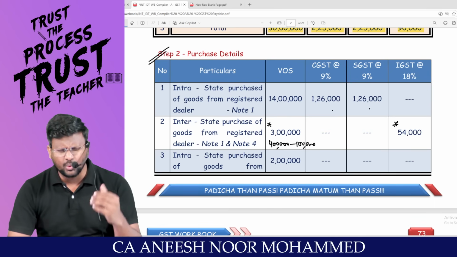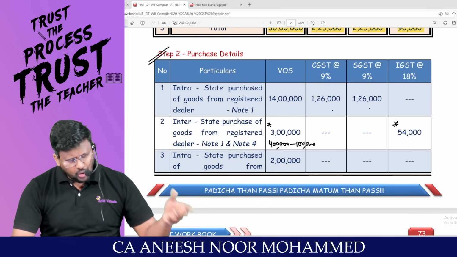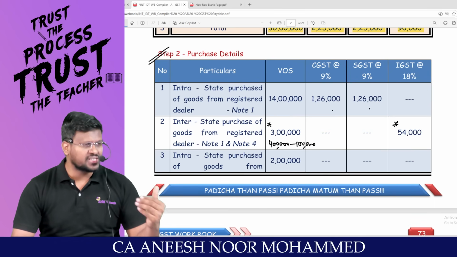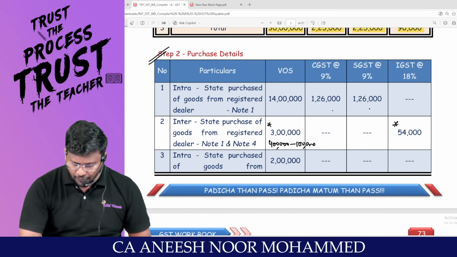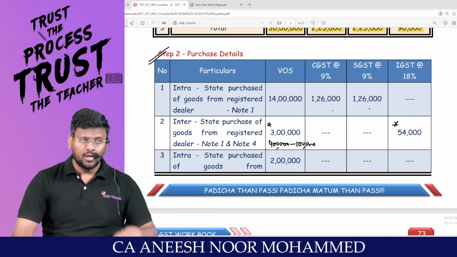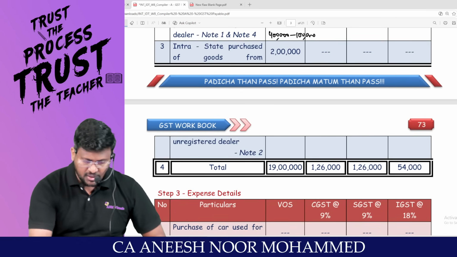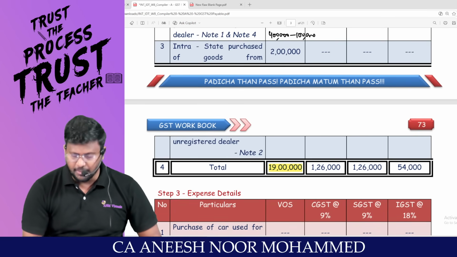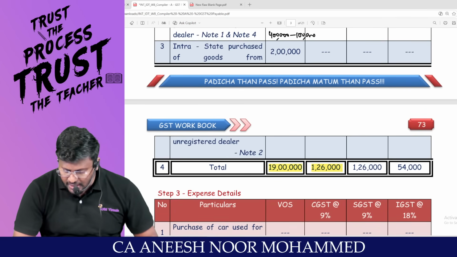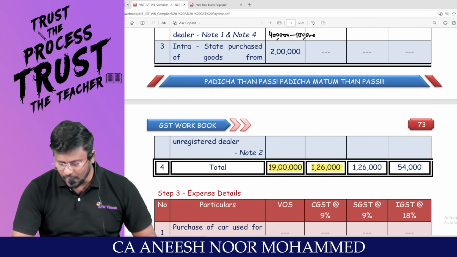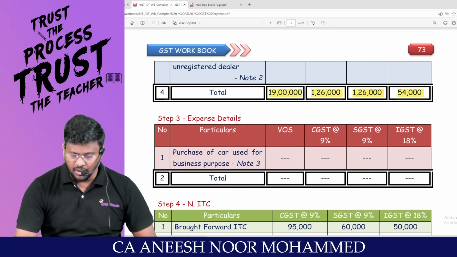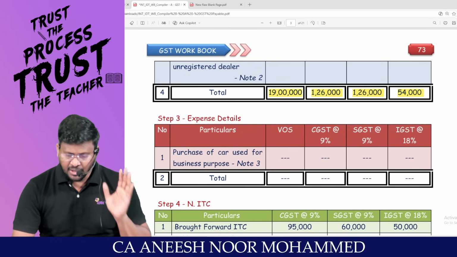Here itself you write only the eligible ITC. And in the note, you have to say that 1 lakh rupees is ineligible. Otherwise, if you write 4 lakh into 18% here, when we compute the net GST payable, we will go wrong, my dear lovable students. So 19 lakhs is the total purchases. Out of that, 1,26,000 CGST eligible, 1,26,000 SGST eligible, and 54,000 IGST eligible.